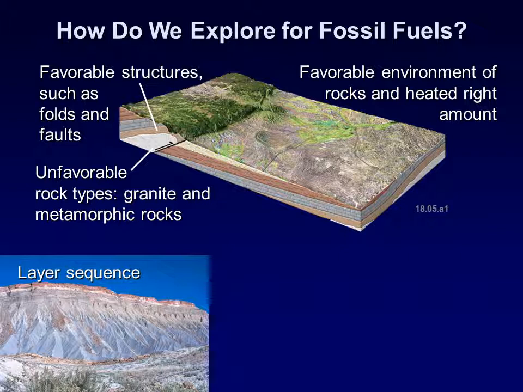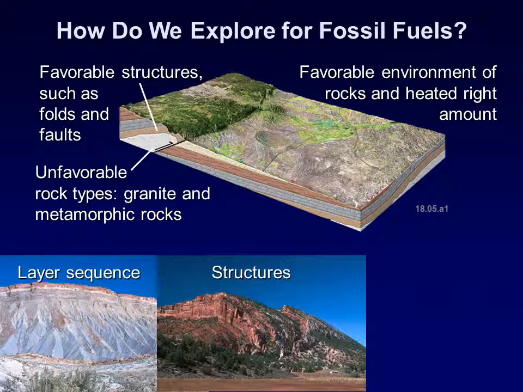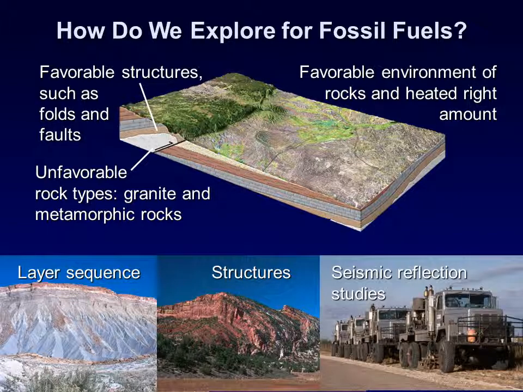Okay, so again, we look at the layer sequence. Does it make sense that we should have oil or coal deposited there based on the environment that used to be there? We look at the structures. Are there favorable structures? Is there a fold for oil to accumulate under? Do we have a reserve rock and a cap rock? That sort of thing. And then once we've established those two things, then we can use seismic reflection studies to see what's going on below the surface.